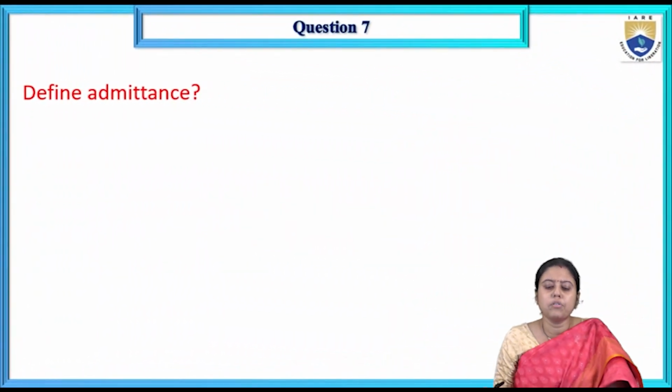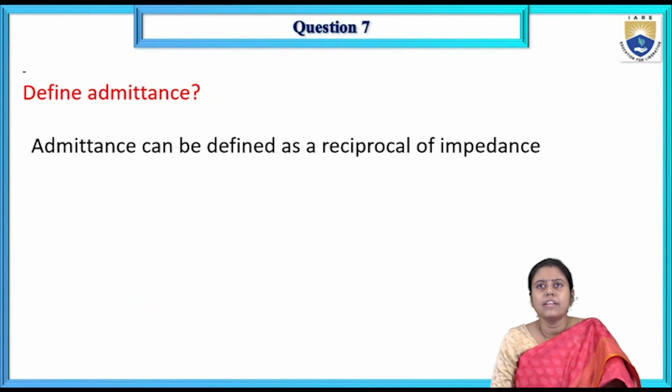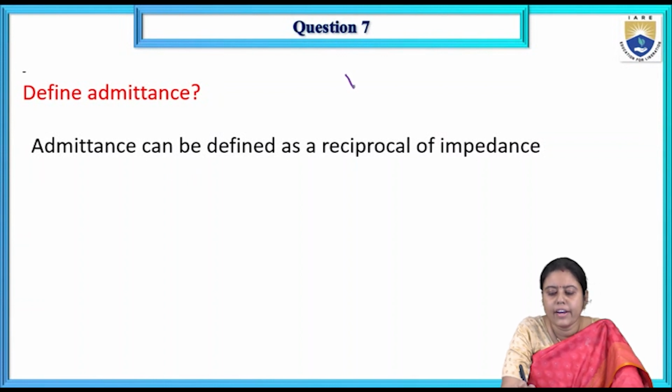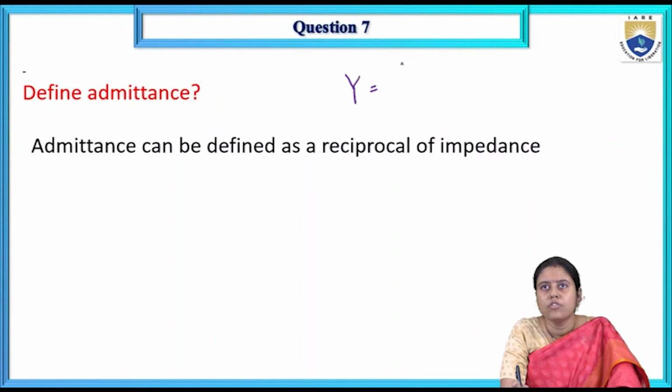Now we are moving to question number 7. Define admittance. It is a very easy question. What is admittance? We know admittance means the reciprocal of impedance. We write admittance by Y. So Y is 1 by Z.